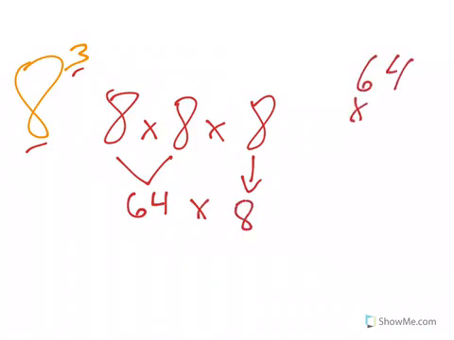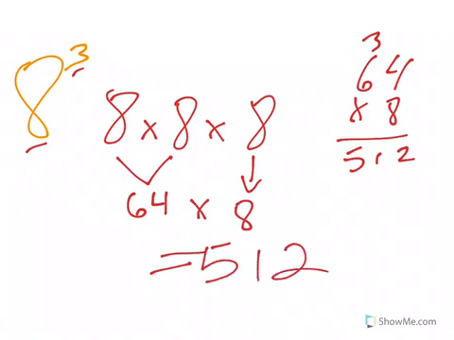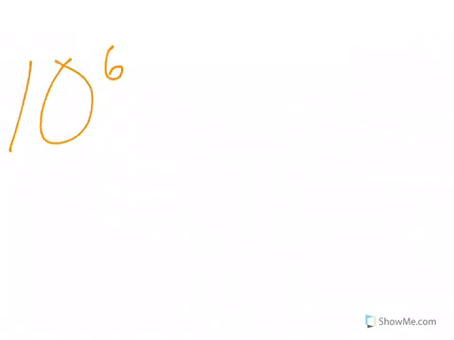I don't know that off the top of my head, so I'm going to do it off to the side here. I know 8 times 4 is 32. I know 6 times 8 is 48. Plus 3 is 51. So my answer then becomes 512.